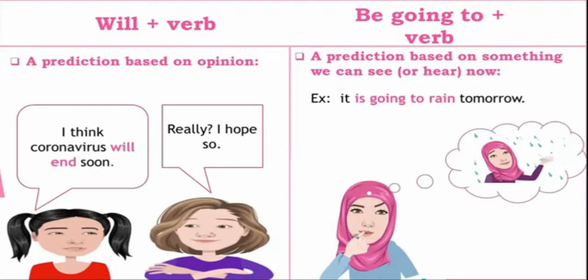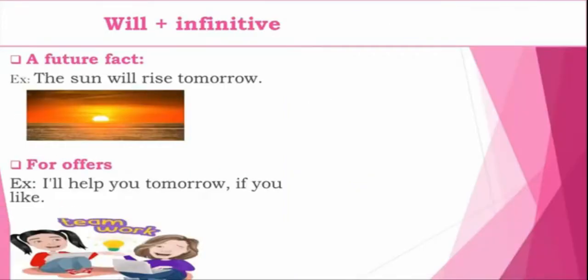Be going to plus verb, we use it to express a prediction based on something we can see or hear now. For example, it is going to rain tomorrow. So this prediction is based on something that we notice or see, okay, now. Will plus infinitive is used to express a future fact. For example, the sun will rise tomorrow.